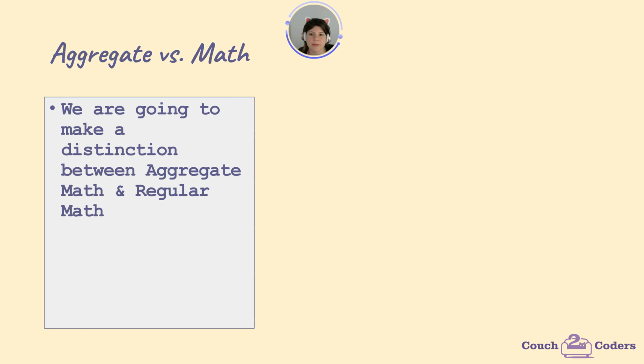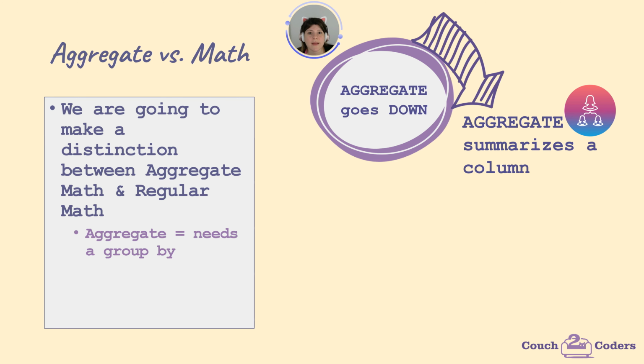I'm going to make a distinction between aggregate math and what I'm going to call regular math, or just math. When we talk about aggregate math, this is something that requires a group by. You think of aggregate math as something that's going to go down a column within your data. What is the average ticket sales for all of my rows? What is the total amount of people that attended from all of the data that I have? Something where you have your column of data and we're doing something to summarize or roll it up.